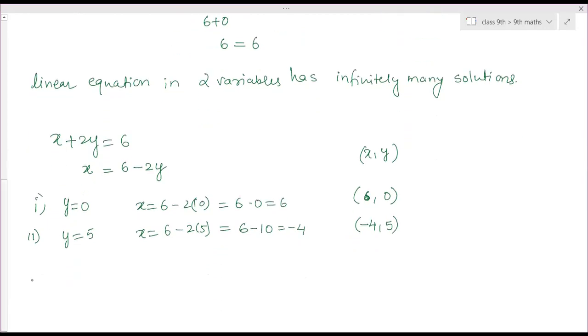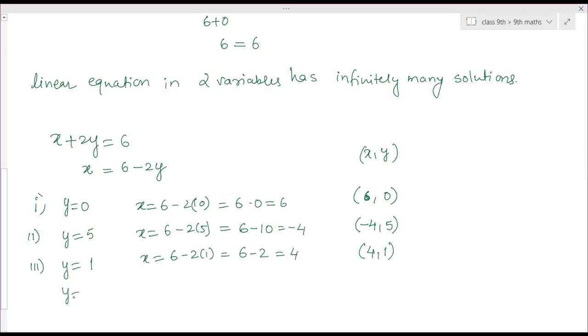Now substitute the third value of y. Take any value. I will substitute 1. So x is equal to 6 minus 2 into 1. That is 6 minus 2, which is 4. So that means 4 comma 1.